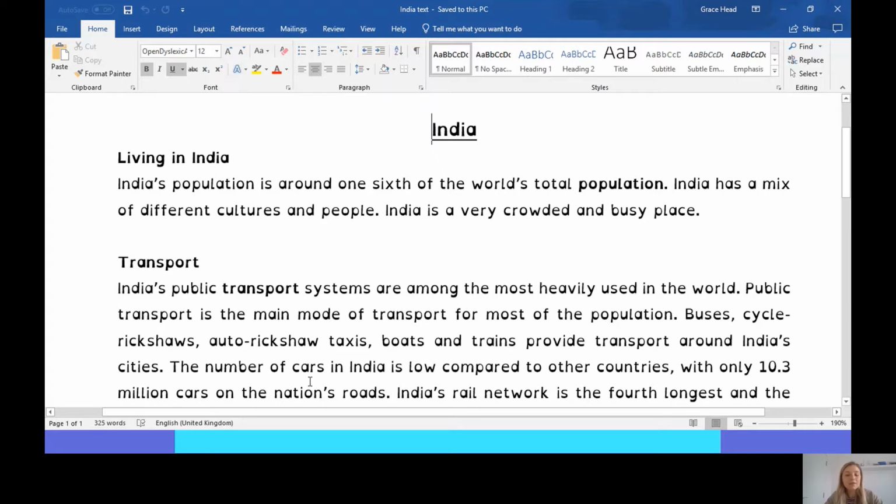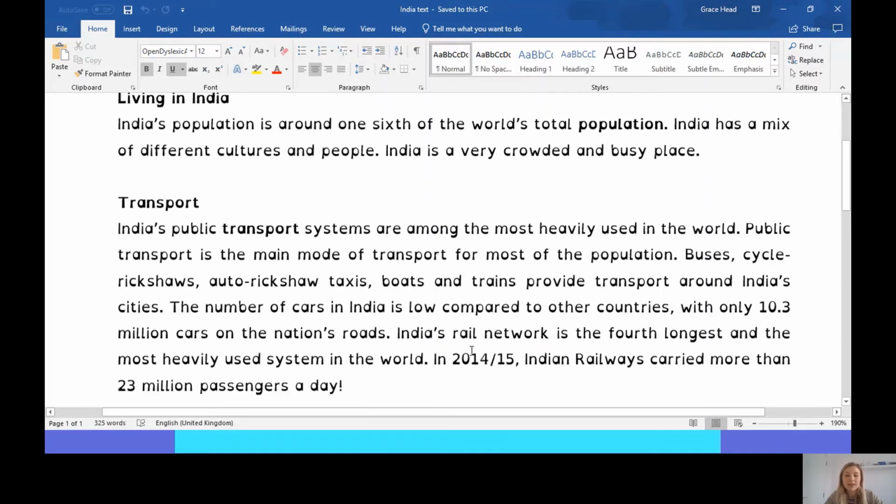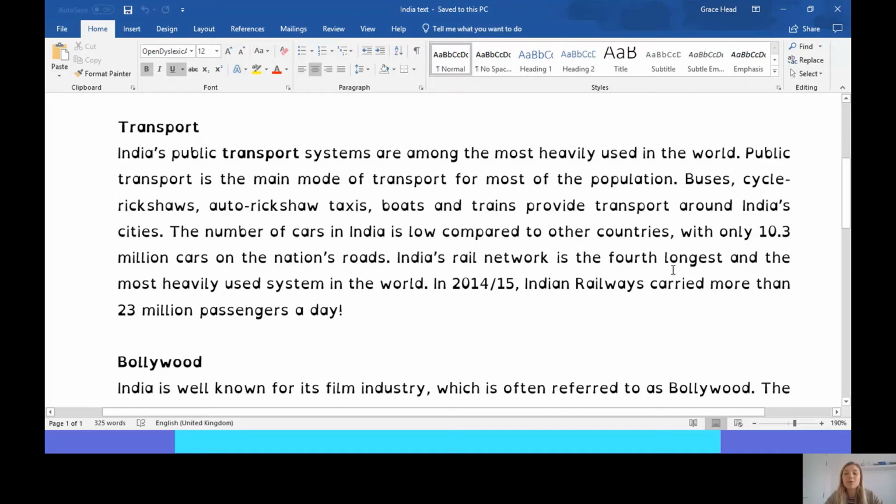The number of cars in India is low compared to other countries, with only 10.3 million cars on the nation's roads. India's rail network is the 4th largest and the most heavily used system in the world. In 2014 and 15, Indian railways carried more than 23 million passengers a day.